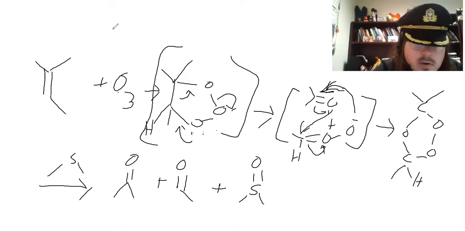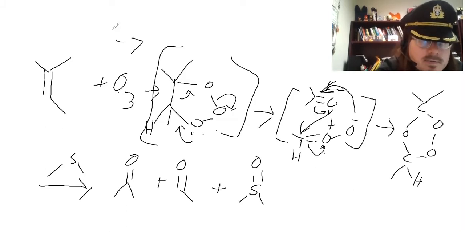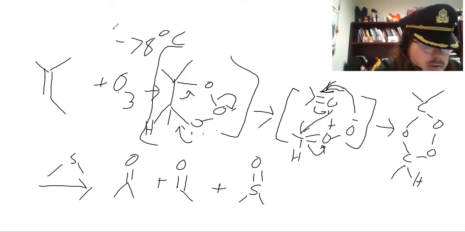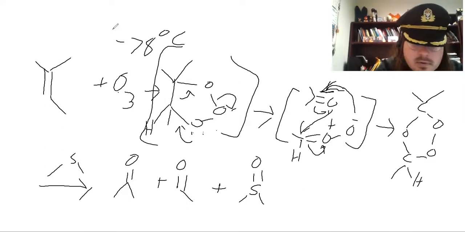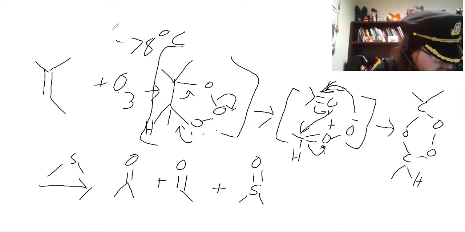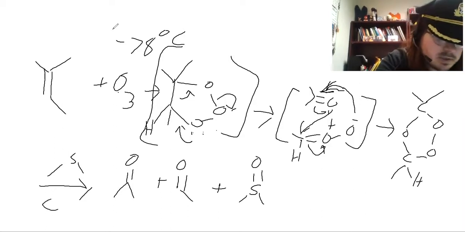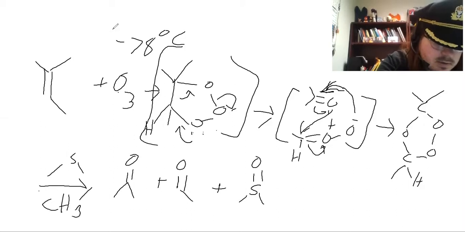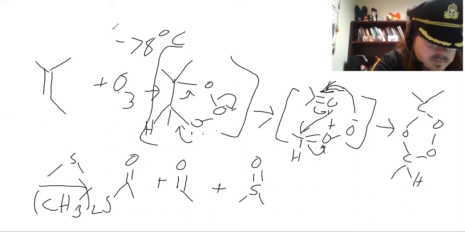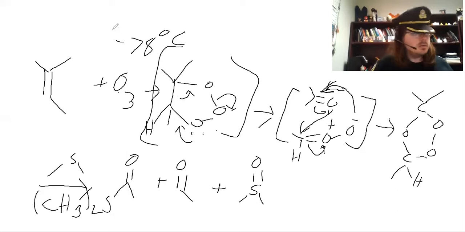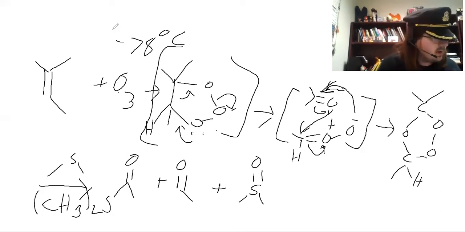So, step 1, we use ozone at -78 degrees because ozone is not very stable. We don't want to decompose it unnaturally. Step 2 is we just use our dimethyl sulfide, which is what? (CH3)2S. So, but this is all types of oxidation and reduction.